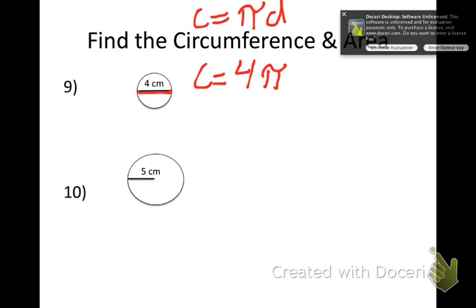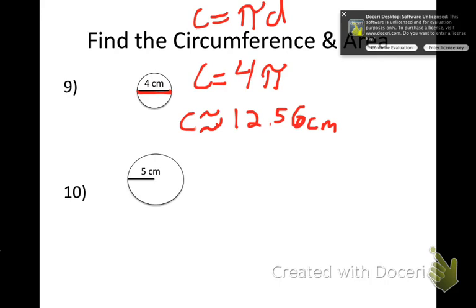A lot simpler, right? However, I do want you to approximate on this one. If you use 3.14 for pi, what do you get for an answer, Drew? 12 point what? 56 is correct. And that would be centimeters. That's approximately 12.56 centimeters.